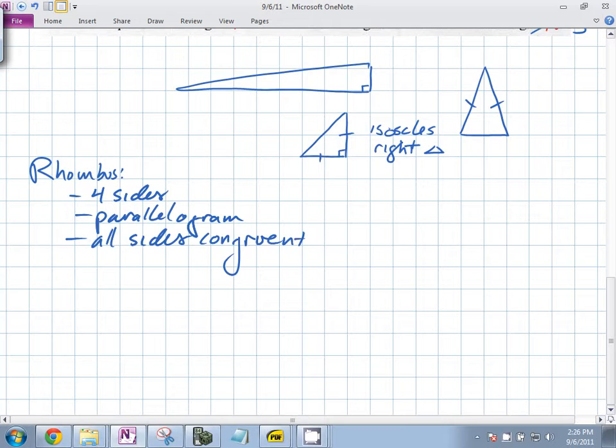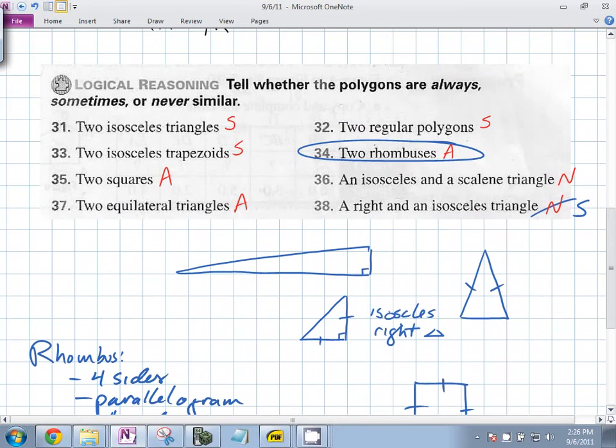So for example, is a square a rhombus? Yes. All 4 sides are congruent, right? It's by definition a parallelogram. Sure. So what about something like this, though? That side's parallel to that side. This one's parallel to this side, and they're all congruent. Are all rhombuses congruent? No. Could 2 rhombuses be? Yes. So this is sometimes. Any other challenges?